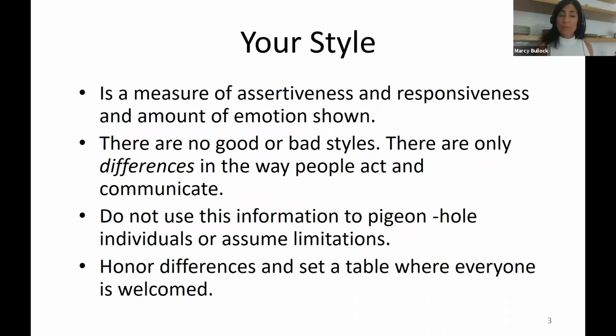So let's look a little bit at your style. It is a measure of two things on this assessment. We're looking at your assertiveness and your responsiveness and the amount of emotion you show. So it's actually three things: assertiveness, responsiveness, and emotion shown. There's no good or bad style. We're going to show you 4 different types. There are only differences, and people all act and communicate a different way. We don't want to use this to label people and put a stamp on their forehead and pigeonhole them, but we want to honor differences and set a table where everyone feels welcome.